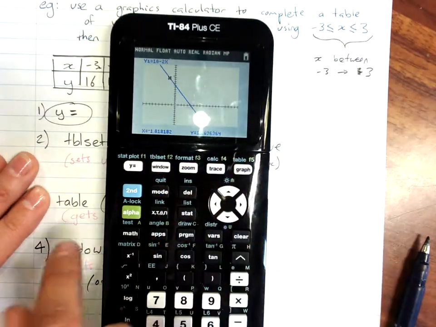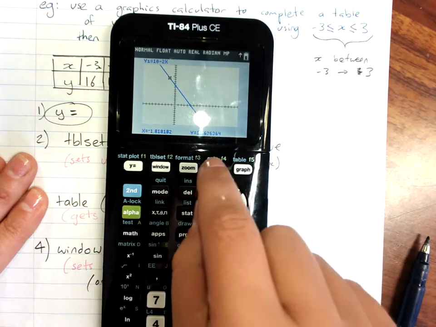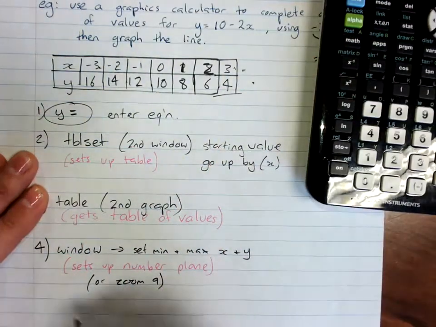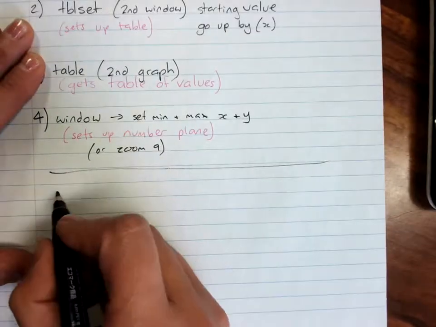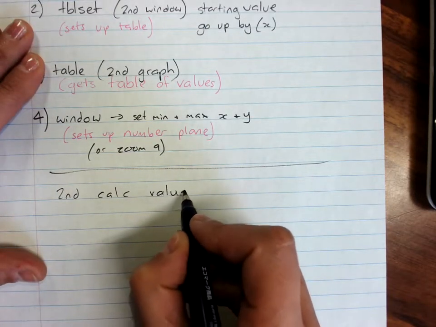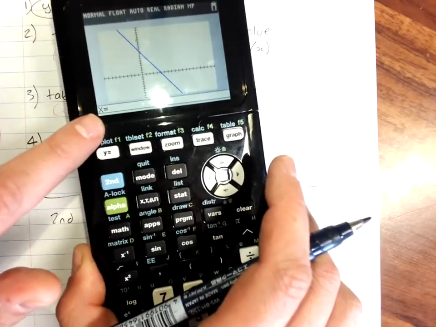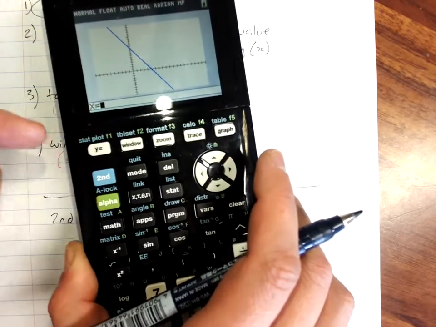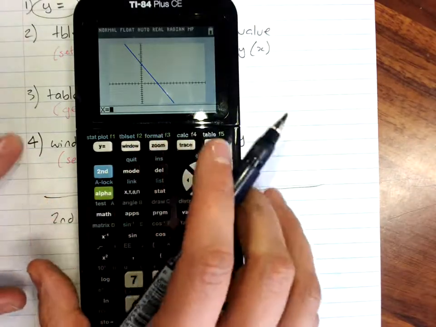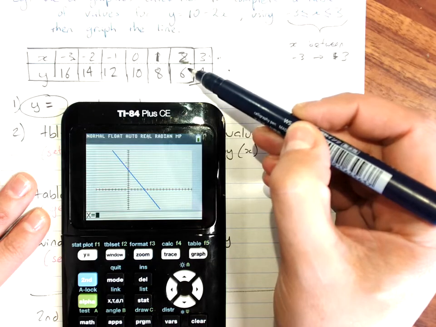The other one that's really useful is calc. That's second, calc, and value. So I'll just write those down for you. And what that does is it will bring up an x, and that lets you say, hey, when x is, for example, 2, what is y? So I should know this because I just graphed. When x is 2, y should be 6.